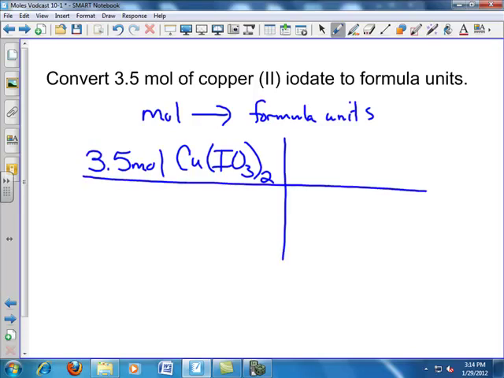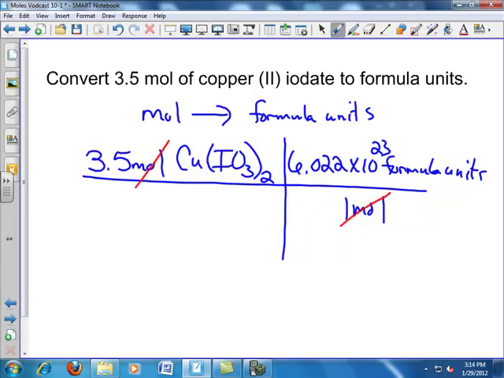Okay, and I'm going to put Avogadro's number now on top. 6.022 times 10 to the 23rd formula units, all over 1 mole. The unit mole cancels out. Now do the math.